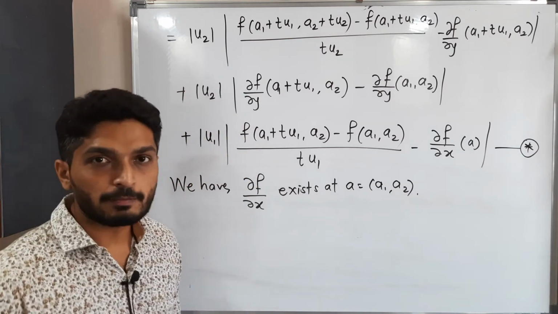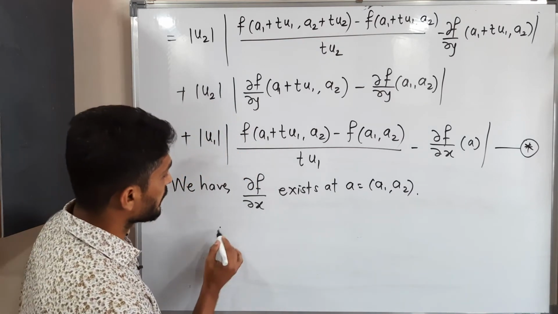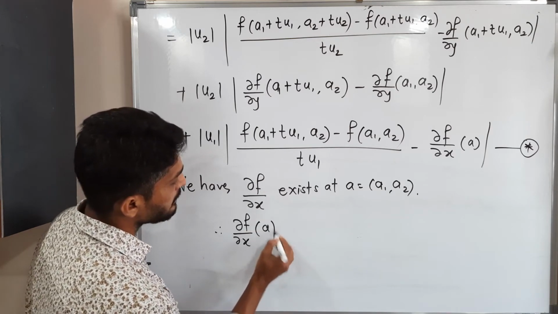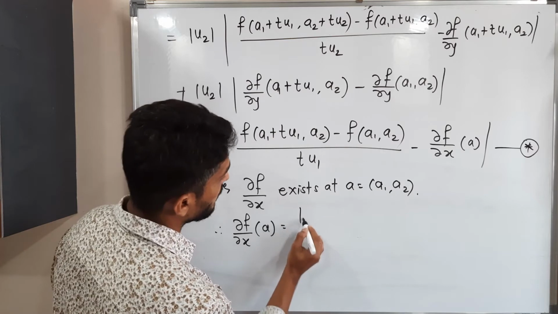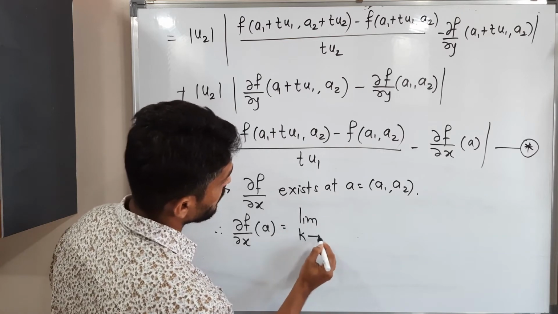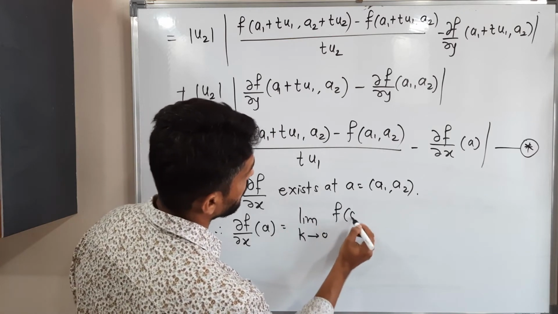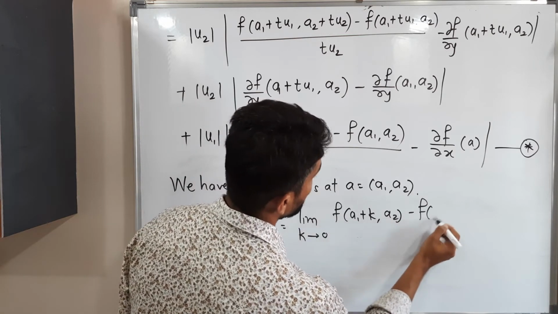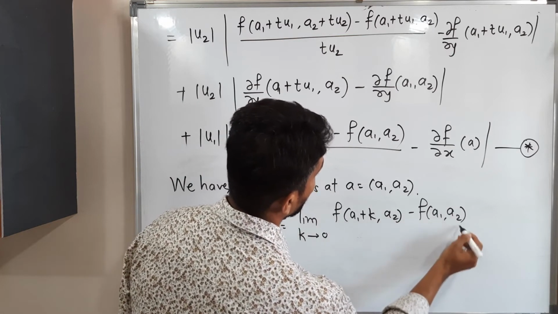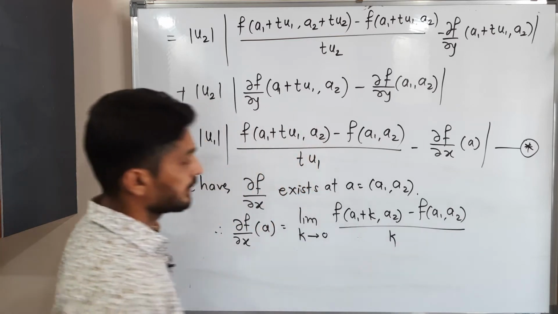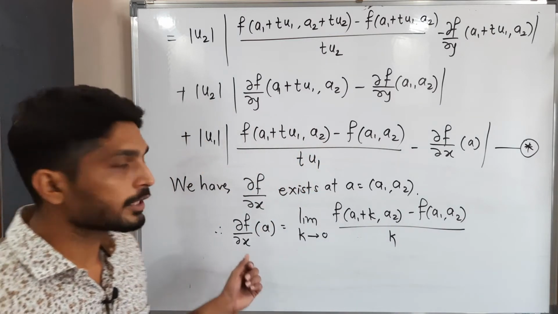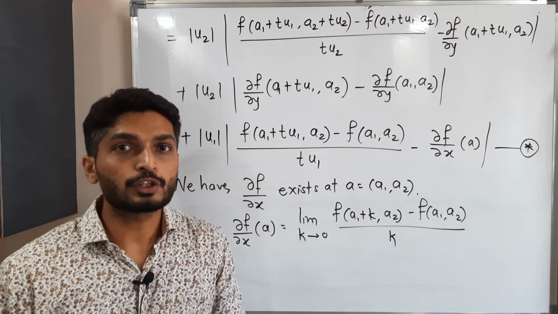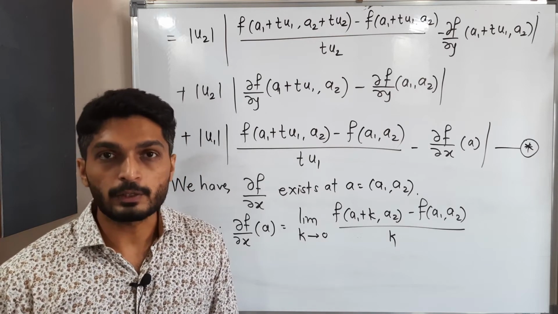You are familiar with the definition of partial derivative, so I can write del f by del x at a, meaning (a1, a2), is equal to the limit as k tends to 0 of f(a1 + k, a2) minus f(a1, a2), divided by k. This is the partial derivative with respect to x, so that's why we add k only in the first component.